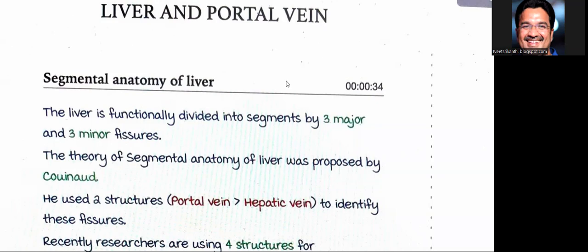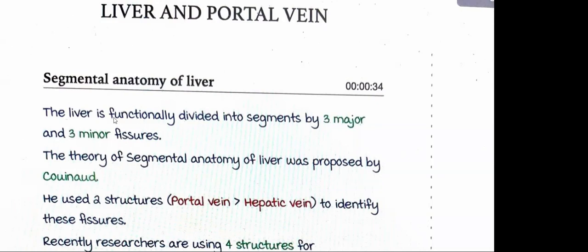Segmental anatomy of liver. The liver is functionally divided into segments by three major and three minor fissures. The theory of segmental anatomy of liver was proposed by Couinaud.